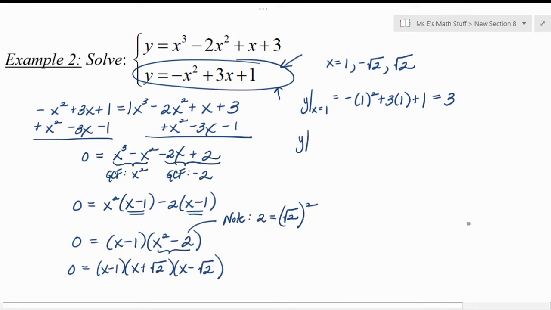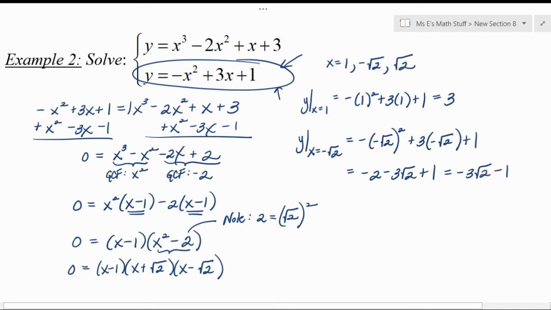Let's see, let's get y when x is equal to negative square root 2. That would be the opposite of square root 2 squared plus 3 times the opposite of square root 2 plus 1. And then simplifying that, what do we get? -2 minus 3 root 2 plus 1. And then combining like terms, I get -3 root 2 minus 1.